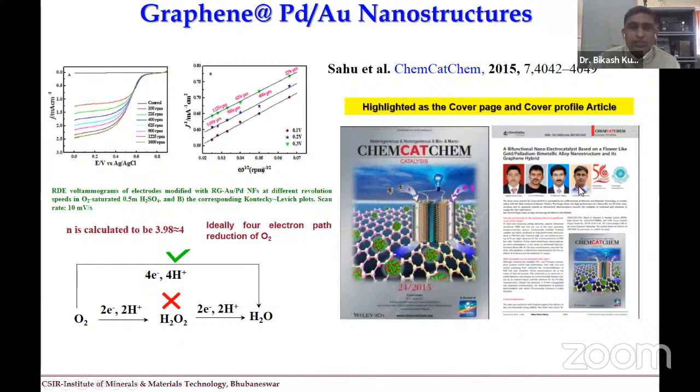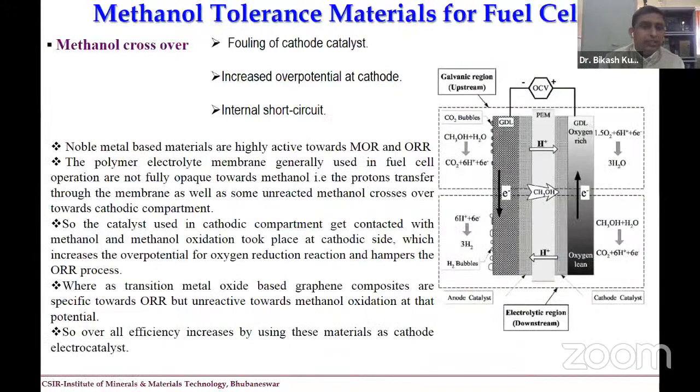That's why this work was highlighted and published in ChemCatChem, and highlighted as the cover page of that journal and also the cover profile of that article. So that was the story. I'm not giving many details because we have developed many different materials for fuel cell applications. We have checked the efficiency, and still a lot of work is going on.